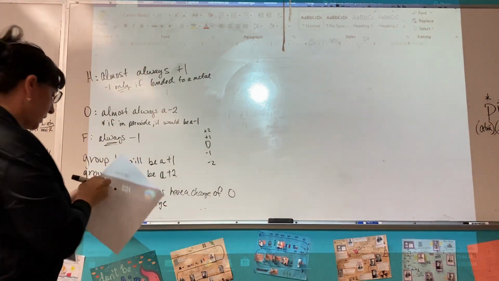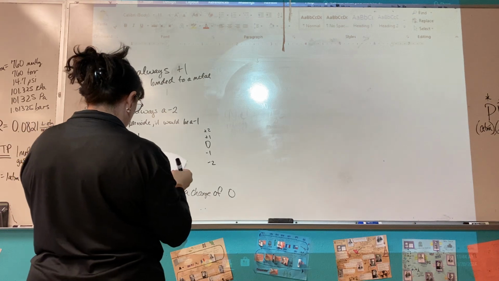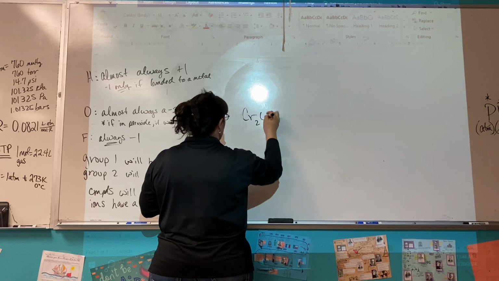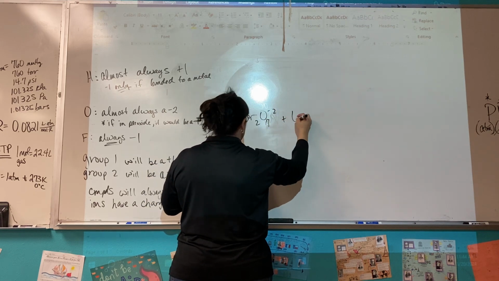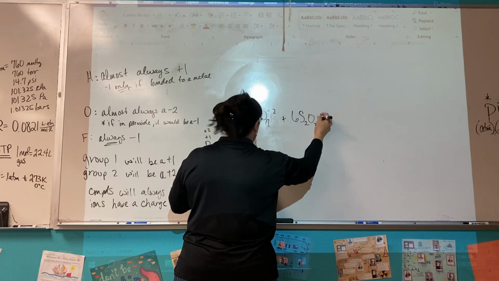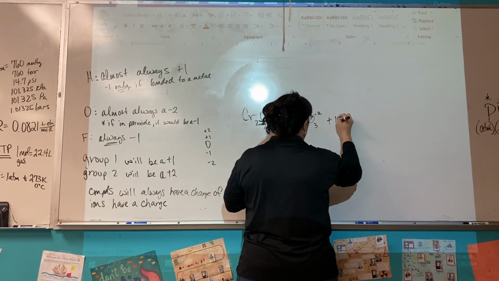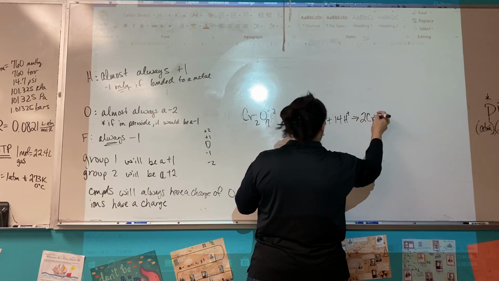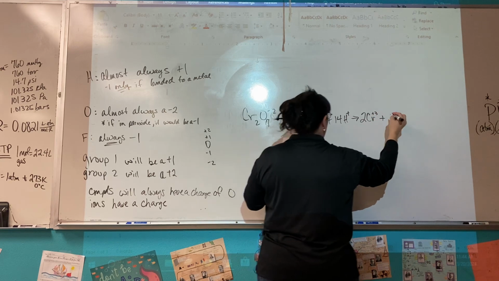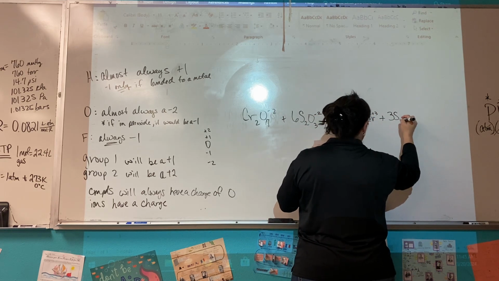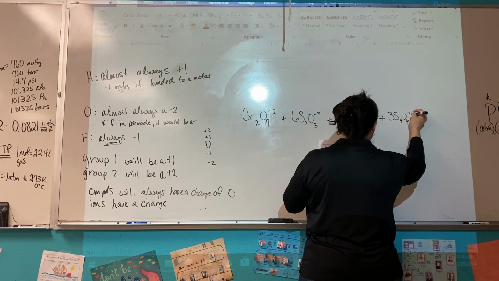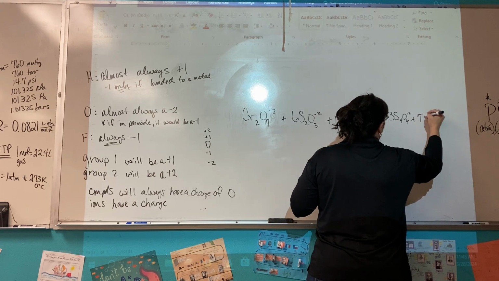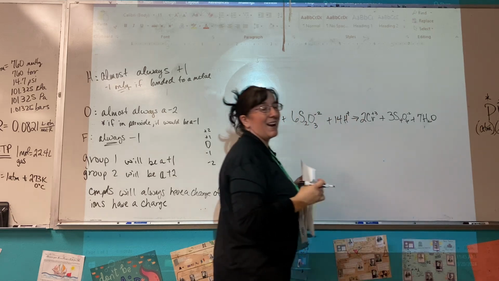Let me look at an example. Let's say you have Cr2O7 -2 plus 6 S2O3 -2 plus 14 hydrogen. It's going to give you 2 Cr +3 plus 3 S4O6 with a -2 charge plus 7 waters. Okay, so in this particular case, you had a net ionic equation.